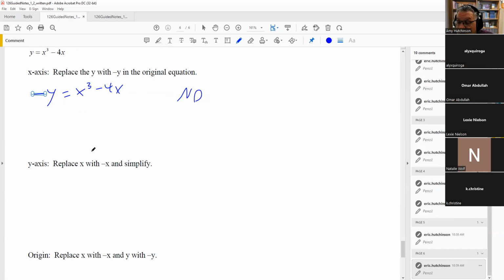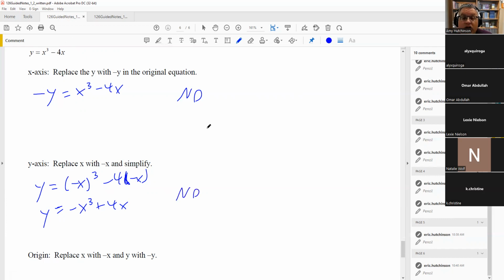Next, replace x with negative x and simplify for the y-axis. So we're going to do that here: negative x cubed minus 4 times negative x. Now this time I have a negative that's raised to an odd power. A negative raised to an odd power means that the negative actually is going to remain there. So I get negative x cubed here. Now this one, negative will give you a plus. So this one is not the same as the original one either. So this is another one that's going to be a no.